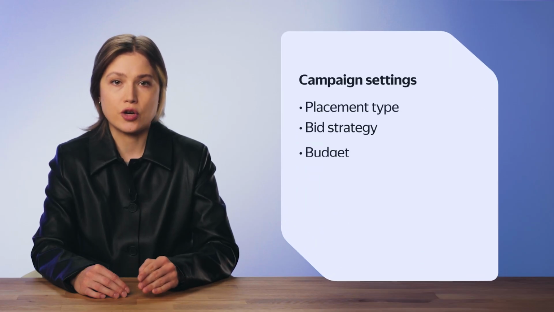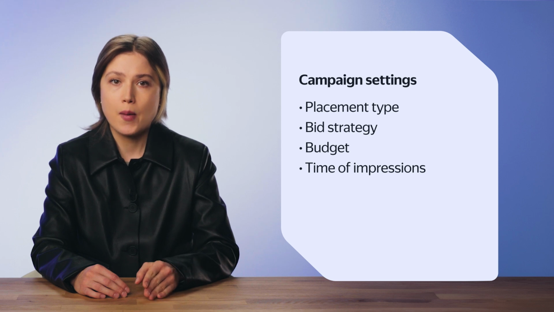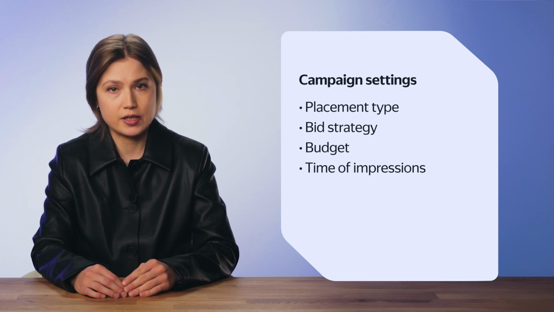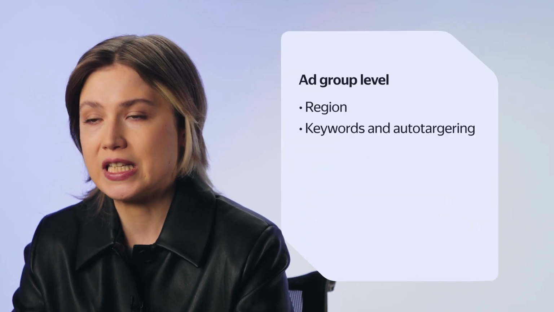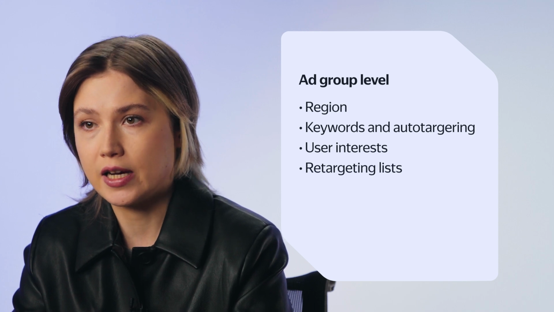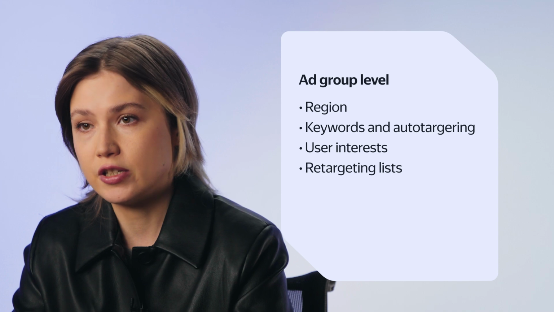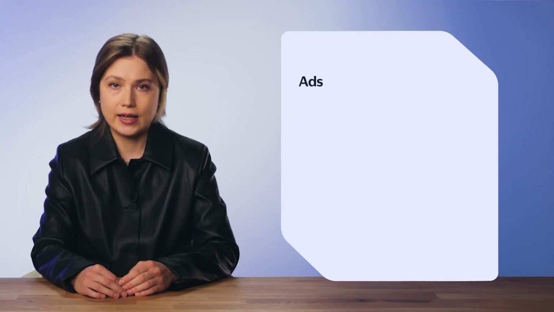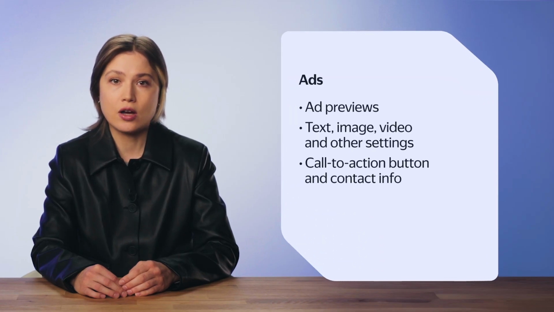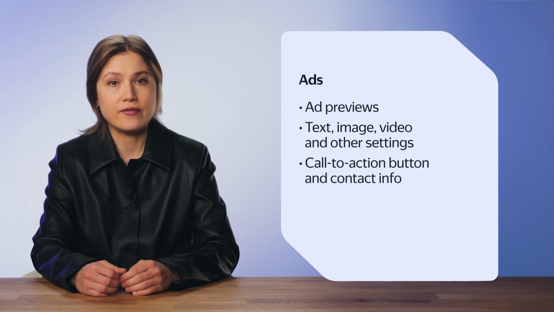Unified Performance Campaign is a step-by-step way to create your ads campaign. The main idea is to structure your campaign to meet your business goals and easily manage your ads. On the campaign level, you set your placement, promotion strategy, budget details, and time of impressions. On the group level, you specify your audience and targeting criteria like region of advertising, keywords, user interests, and retargeting lists. On the ad level, you create your ads, select the content of your ad, and leave contact information.